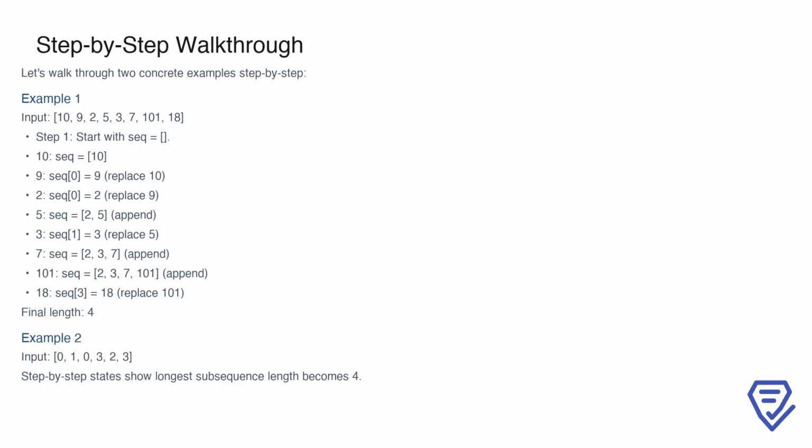For input 0, 1, 0, 3, 2, 3, repeating this process yields a maximum subsequence length of 4, as expected. This hands-on breakdown clarifies how the algorithm updates its state at each step for every element.